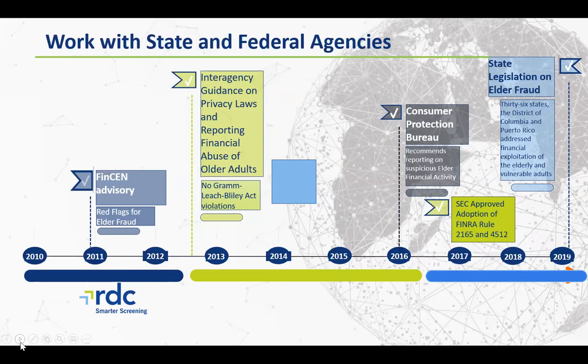This requires financial institutions to make a reasonable effort to obtain the name of a contact for information, called the trusted contact. This is very important because it allows the financial institution to contact somebody if they think that fraud is being perpetrated on an elderly individual.